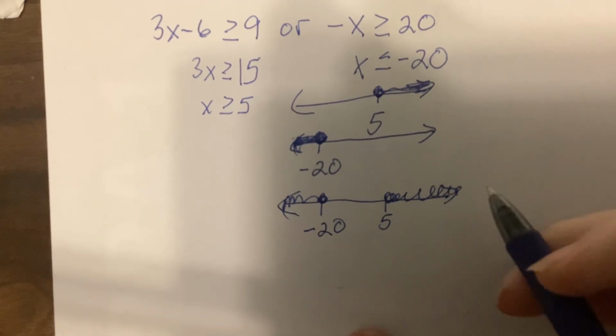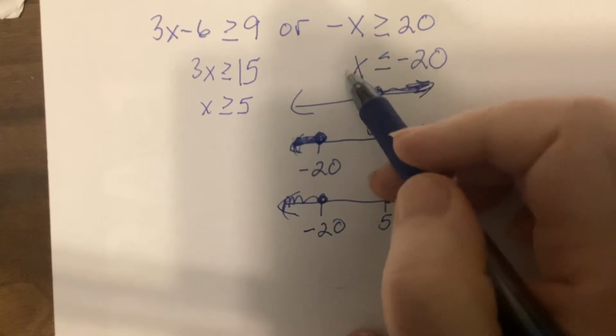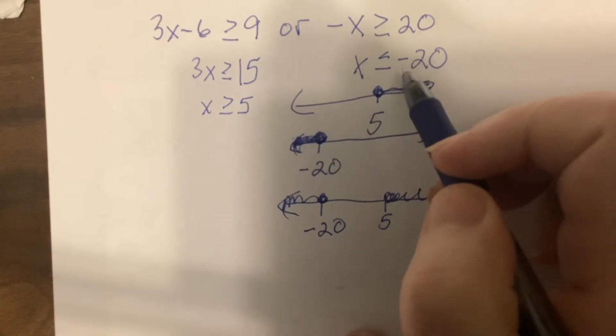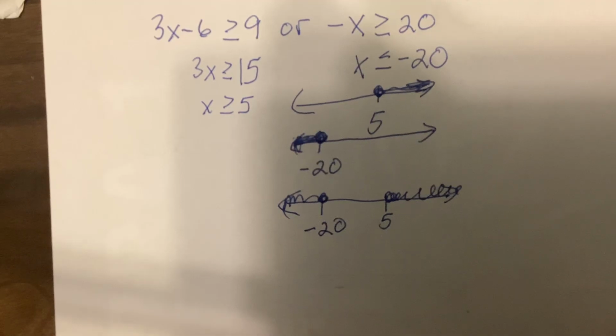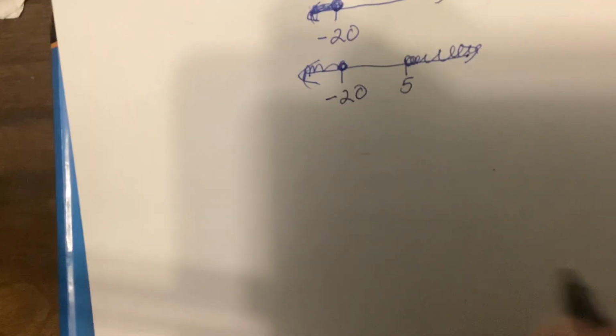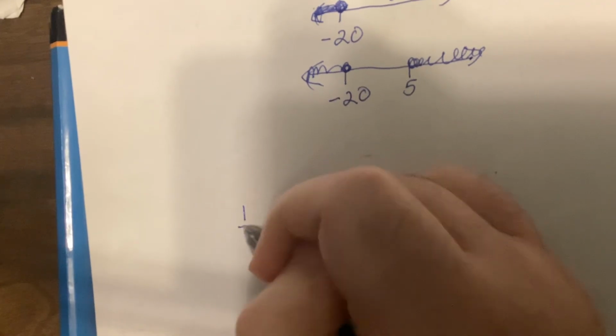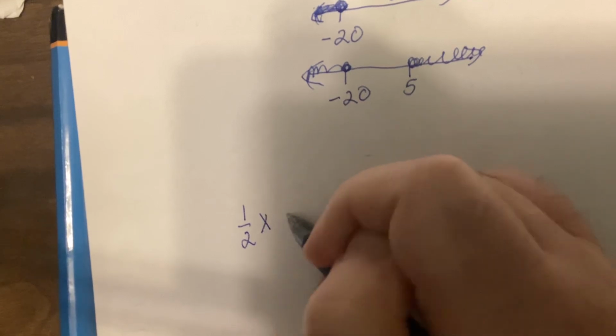So, for example, the number 10. Is 10 less than negative 20? No. But is it greater than 5? Yes. So it has to be part of your answer. See if you can figure this one out for me, please.